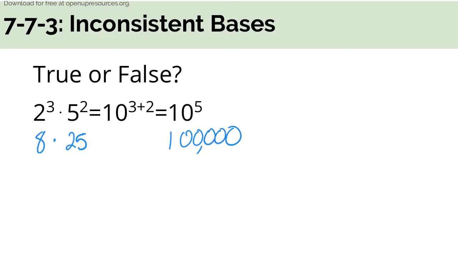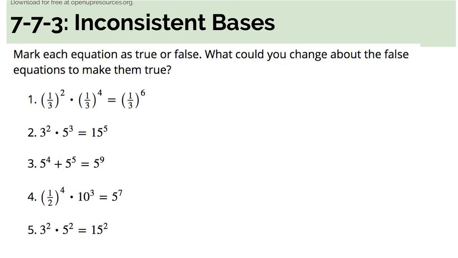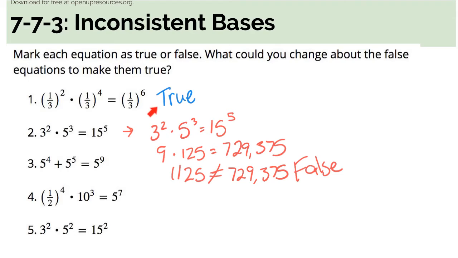All right, I used a calculator to start evaluating this, and if I keep going, on the left, I would have 200. On the right of the equation, I'll have 100,000. That is definitely not going to be the same. So this is false. Okay, so far we have number 1 is true. Number 2 is going to be false.